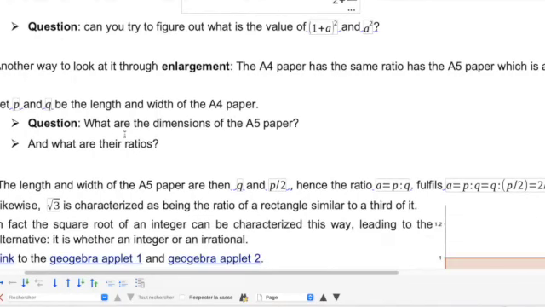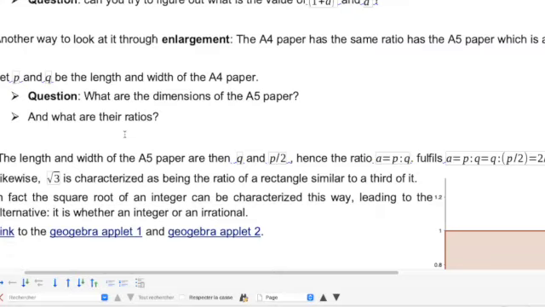You can approach it from other angles. For example, if you have P, which is the length of the paper, and Q, which is the width, then what does it mean to fold it in 2? It means that P is now replaced by Q, and Q is replaced by P over 2. And out of that you make an equation which gives you as well the square root of 2.